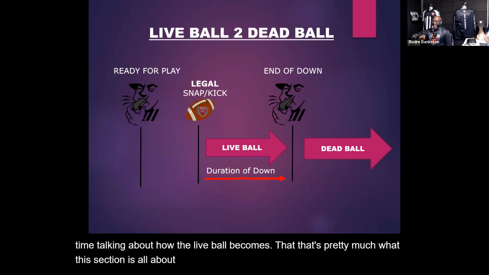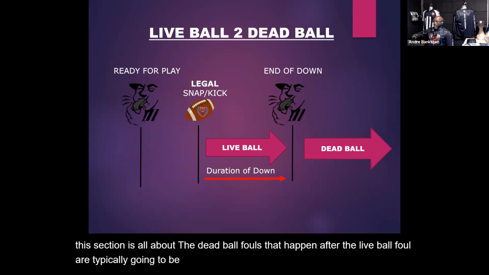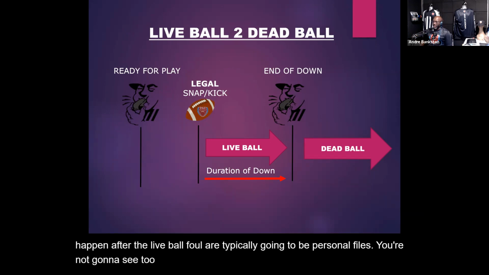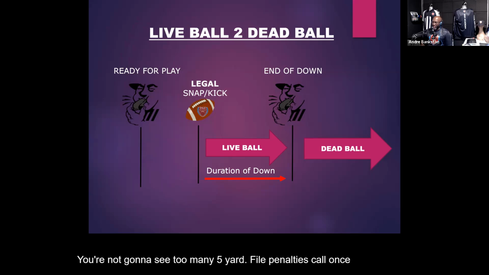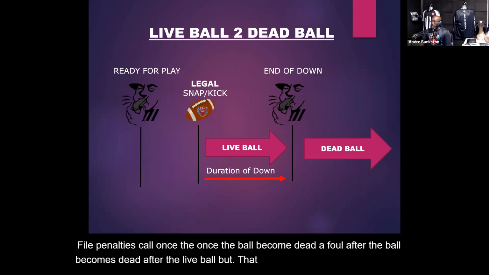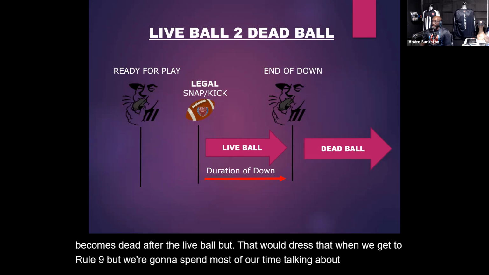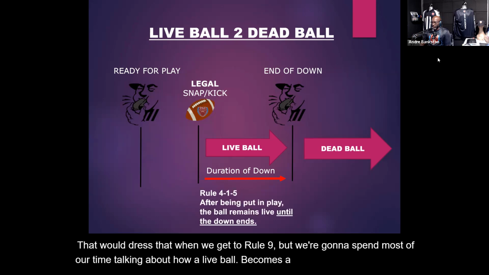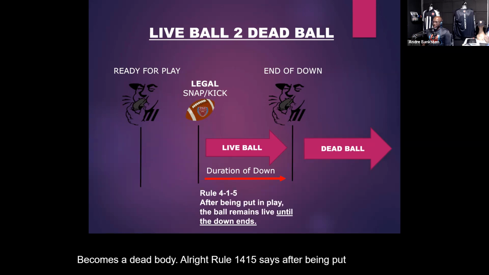The dead ball fouls that happen after the live ball foul are typically going to be personal fouls. You're probably not going to see too many 5 yard foul penalties called once the ball becomes dead. But we'll address that when we get to Rule 9. We're going to spend most of our time talking about how a live ball becomes a dead ball. Rule 4-1-5 says after being put in play, the ball remains live until the down ends.